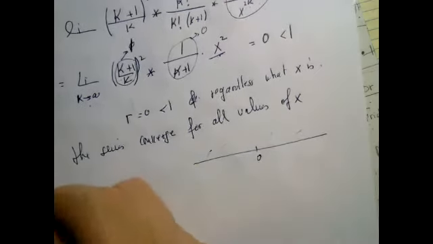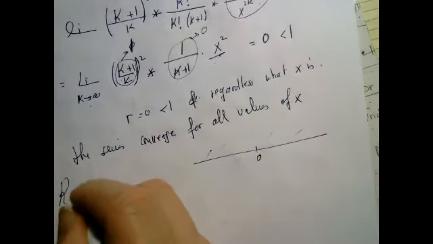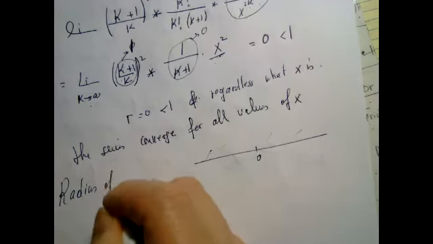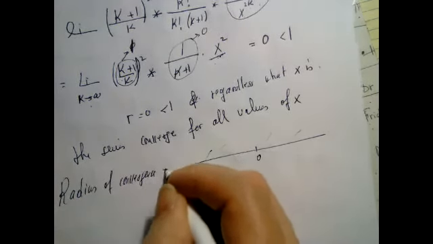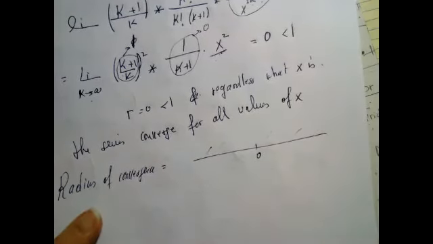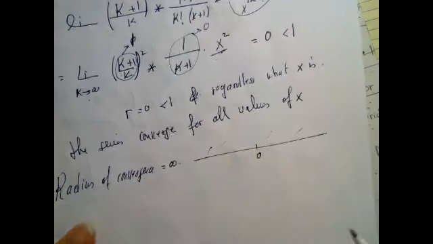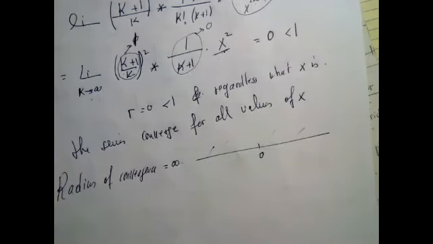So in this case, the radius of convergence is, what do you think we're going to write? Infinity. Yeah, the radius of convergence is going to be equal to infinity. It means the series converges for all x's, no matter what it is. So regardless of which value of x you put, the series will converge.